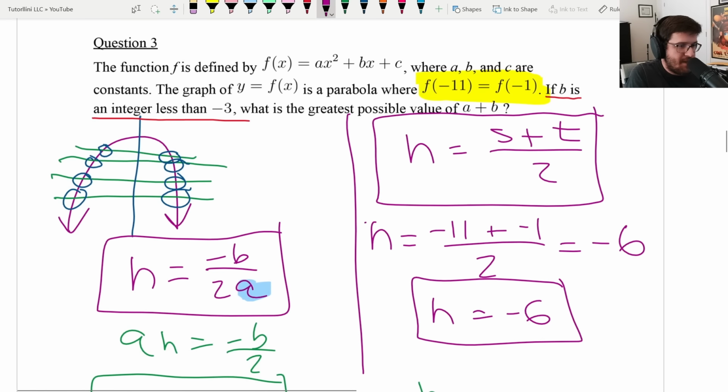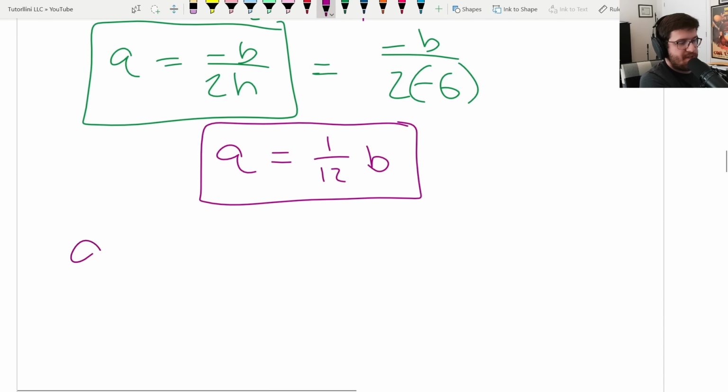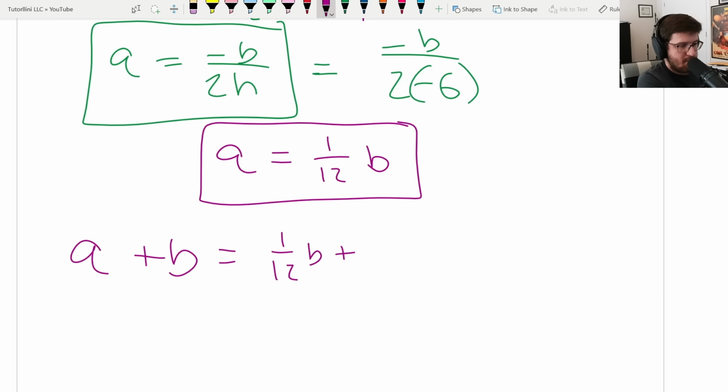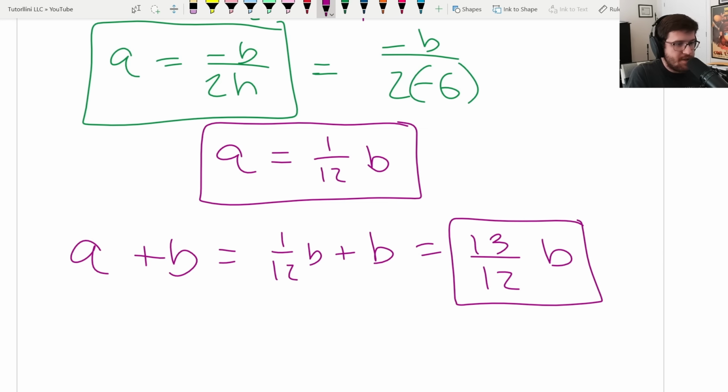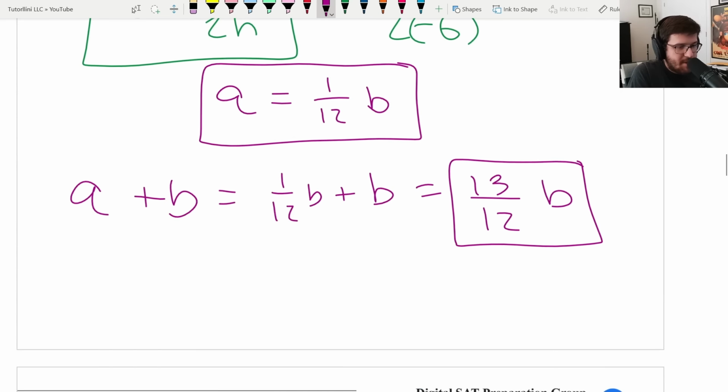So that means a plus b is equal to 1/12 b plus b, which is equal to, what's 1/12 plus 1? 13/12 b. So now that we have that expression, let's answer the question.